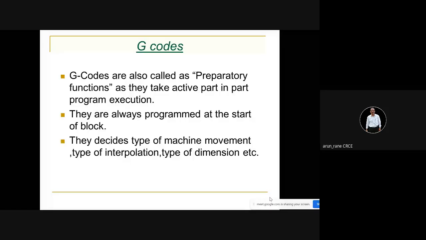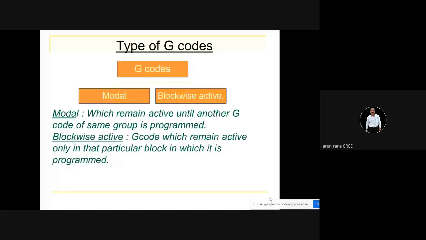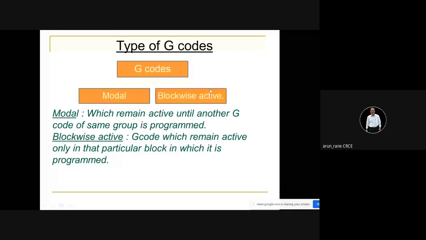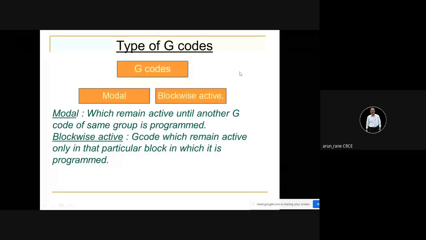Now this is the most important, 2 marks questions or sometimes even 4 marks questions. G codes are modal and non-modal. Modal and non-modal means blockwise active. So modal means it remains active, this is a very important slide, until another G code of the same group is programmed. Suppose you have written G01 in one block, it will remain active unless and until it is replaced by some other G code, like say G00 or G03 or G02. That is what is called the modal code.